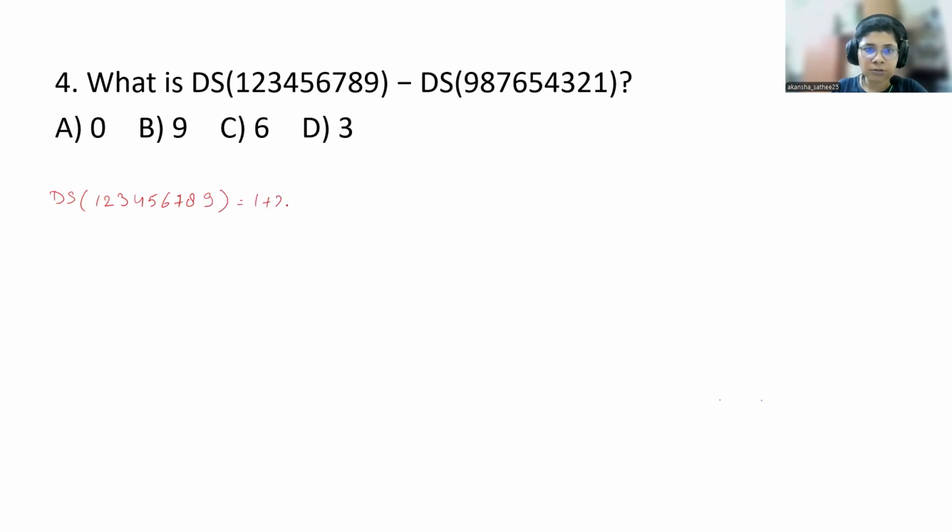So it is 1 plus 2 plus 3 plus 4 plus 5 plus 6 plus 7 plus 8 plus 9. Okay, huge. So 1 plus 2 is 3, 3 plus 3 is 6, 6 plus 4 is 10, 10 plus 5 is 15, 15 plus 6 is 21, 21 plus 7 is 28, 28 plus 8 is 36. Now 36 plus 9 is 45.